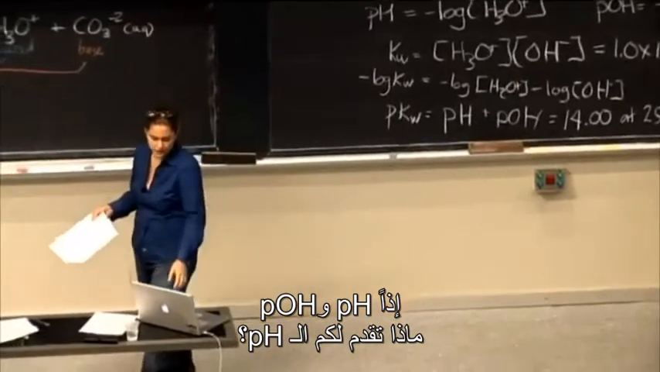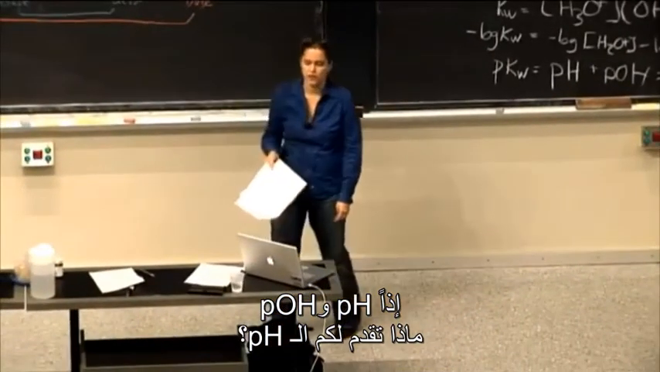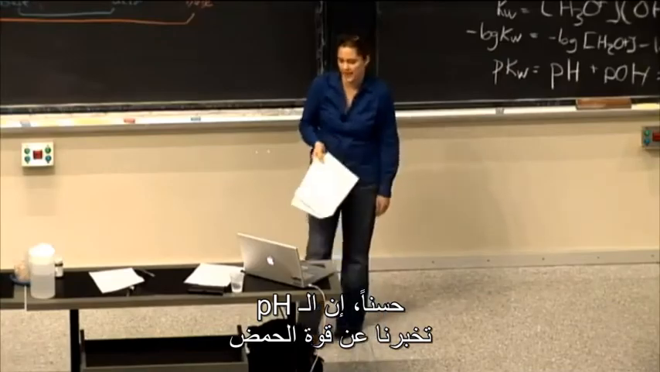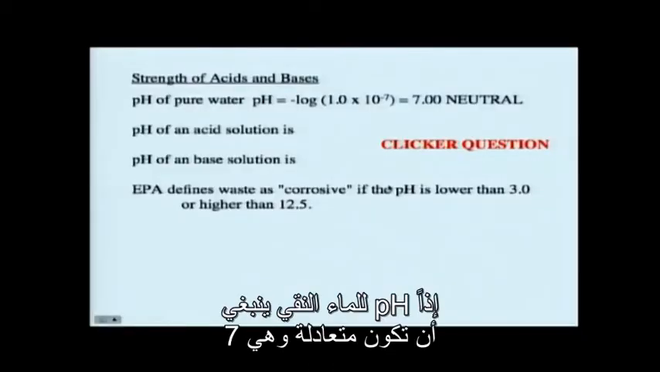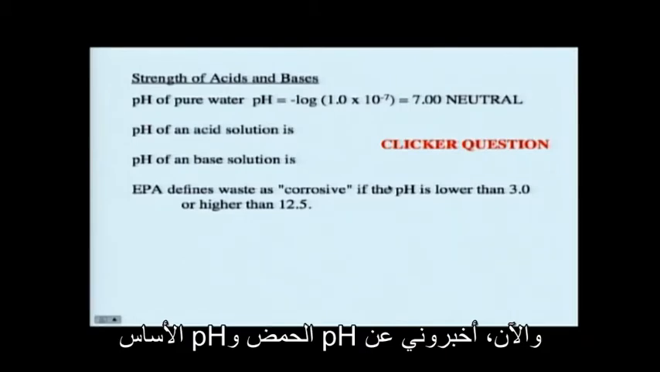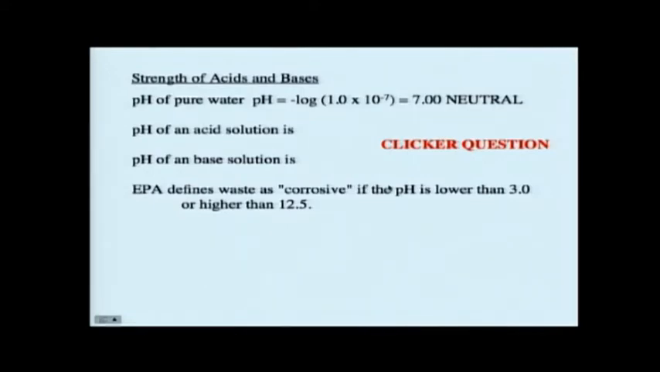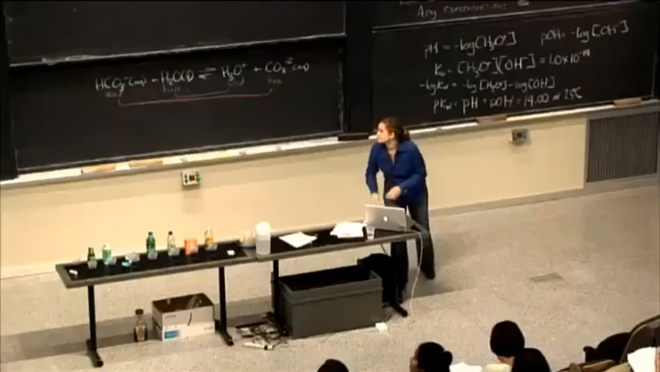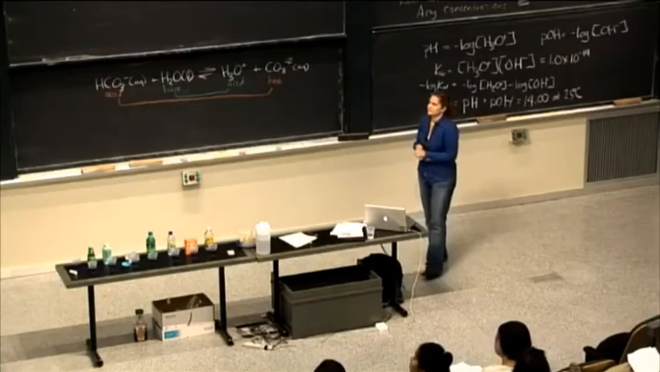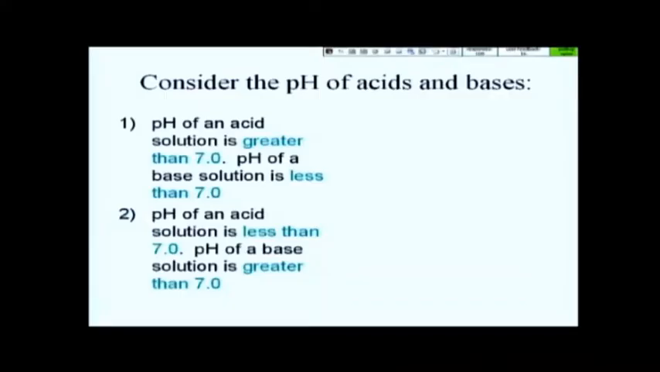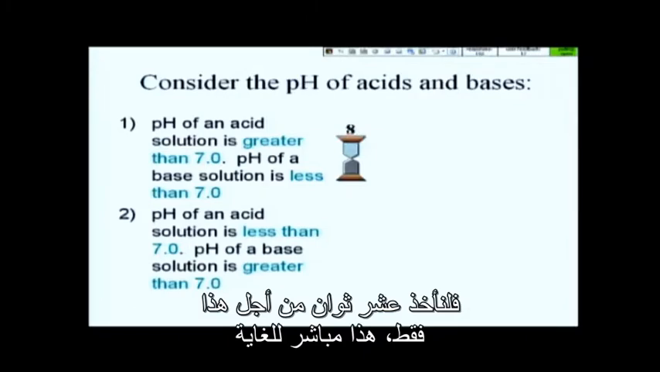So pH and pOH, what does pH do for you? Well, the pH tells you about the strength of the acid. The pH of pure water should be neutral, which is 7. And now tell me what the pH of an acid is, or the pH of a base. Okay, let's just do 10 seconds on this. This is pretty straightforward.